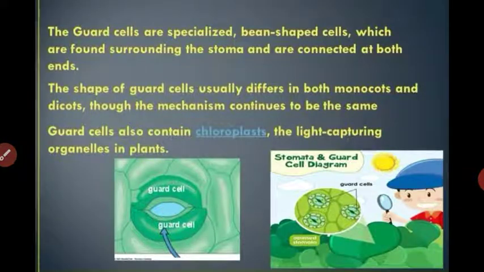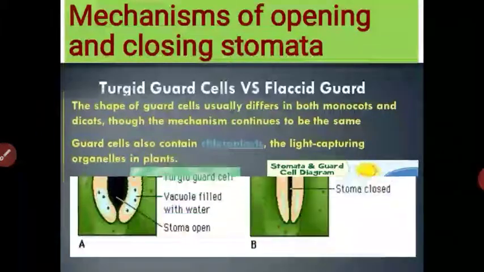Got it, student? Stomata is a small opening present on the surface of leaves, and the stomata is made by two guard cells. In the guard cell there is chloroplast. Chloroplast is an organelle. Due to chloroplast, the plant captures light energy and makes its own food. So stomata is made from two bean shaped guard cells.